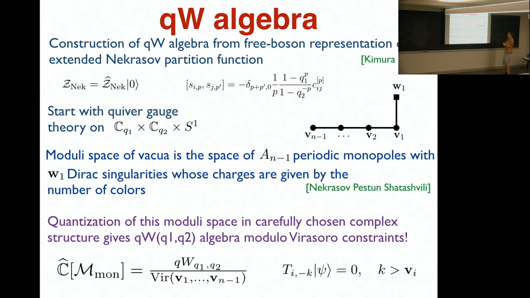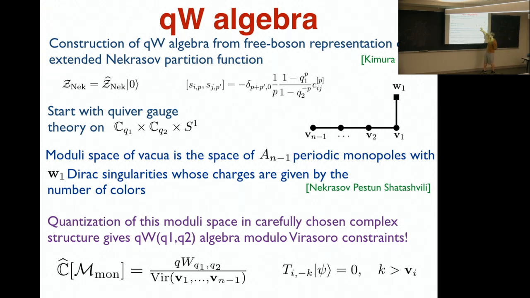They have the space of periodic monopoles with some Dirac singularities, and that W-algebra is the deformation quantization in a certain complex structure, with a certain twist of parameters, such that the twist parameter A is equal to epsilon 2 divided by epsilon 1. You have to tune the twist parameter as you change those epsilons. Okay, and then it's the full qW algebra.